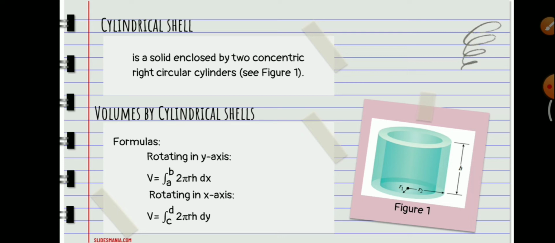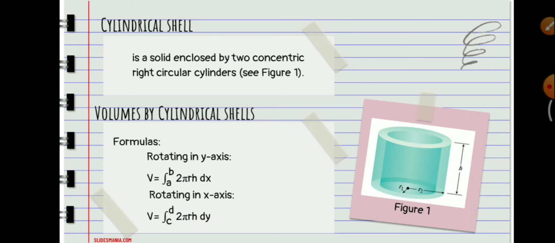where r is the radius of the cylindrical shell and h is the height. So if the cylindrical shell is rotating about the y-axis, the radius and the height should be in terms of x. And if it's rotating about the x-axis, they should be in terms of y.